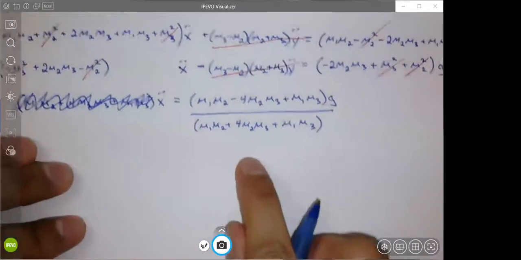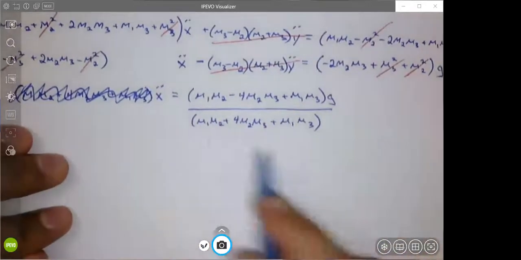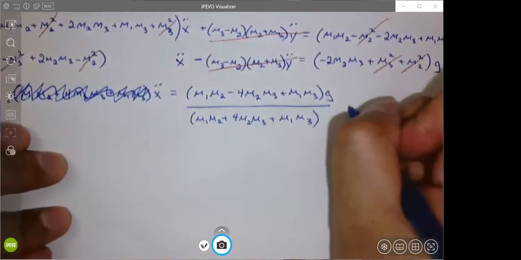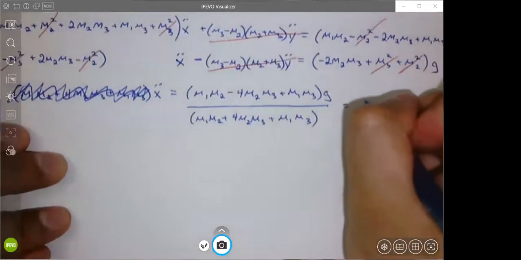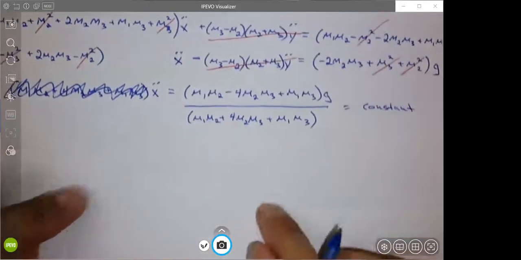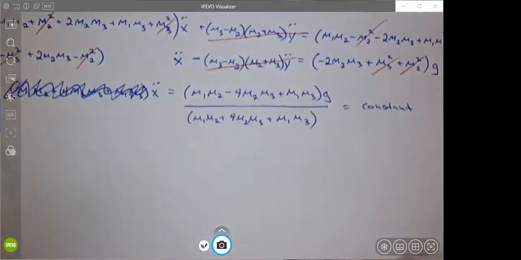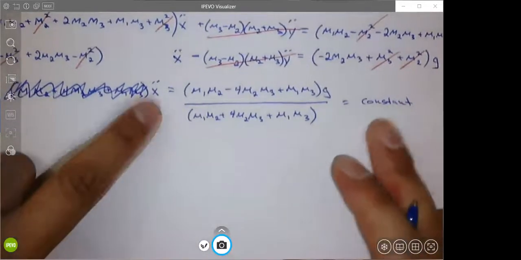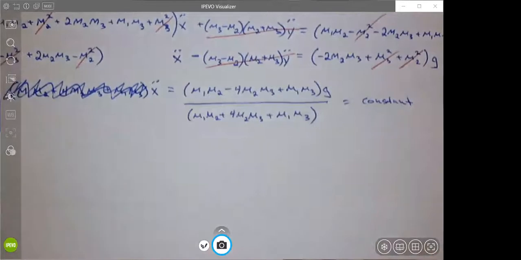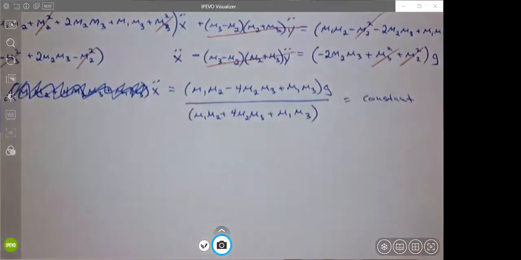And here we have it. Well, M1, M2, M3, and G are all constants. That's all you have here. So x double dot is going to equal some constant. And if the acceleration is some constant, we can use the high school kinematic equations to solve for the position and the velocity at any moment in time. So that's for x double dot.